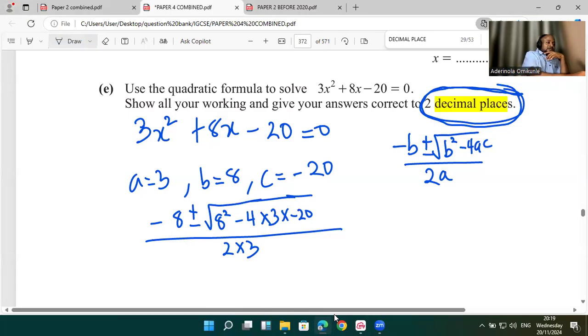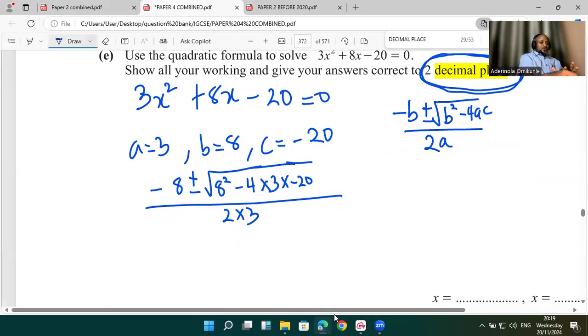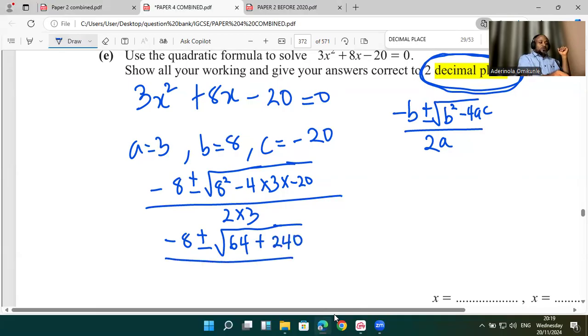So that will give us minus 8 plus or minus. Let's look at this. 8 squared is 64. You can see I've not used my calculator up to this point. Obviously this is the calculator paper, but just try as much as possible to avoid mistakes and do the ones you can do by yourself. Then you have minus 4 times 3 times minus 20. 4 times 3 is 12, 12 times 20 is 240, but you would notice that you have 2 negative signs, so minus times minus is plus. So that will give me plus 240, over 2 times 3, which is 6.